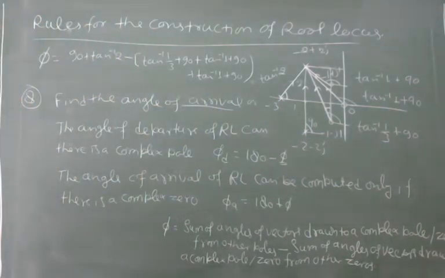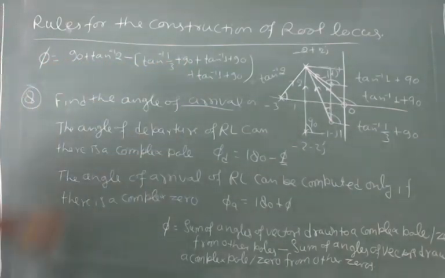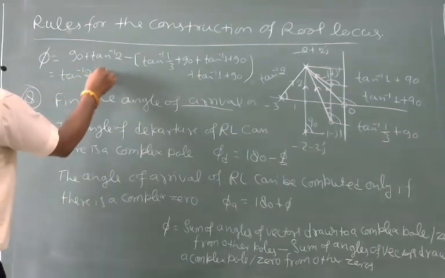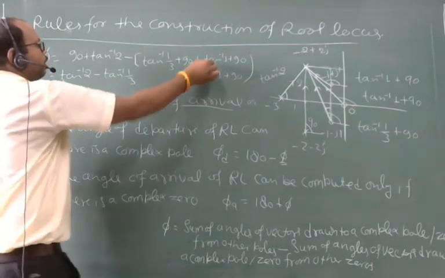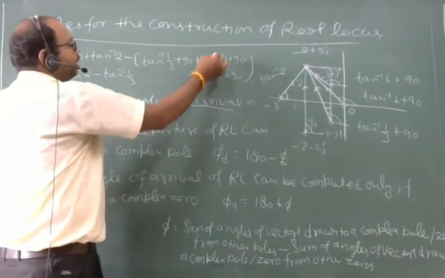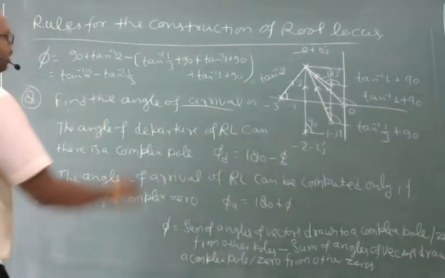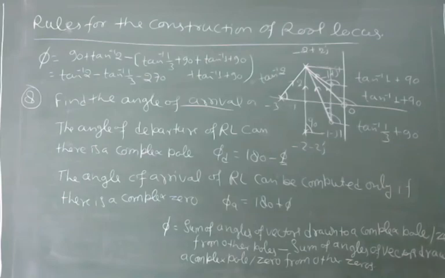And after solving this, I am getting tan inverse 2 minus tan inverse 1 by 3. This is 45, this is 45, so 90, 90, 90, 90, 270 minus 270 degree. This is phi.